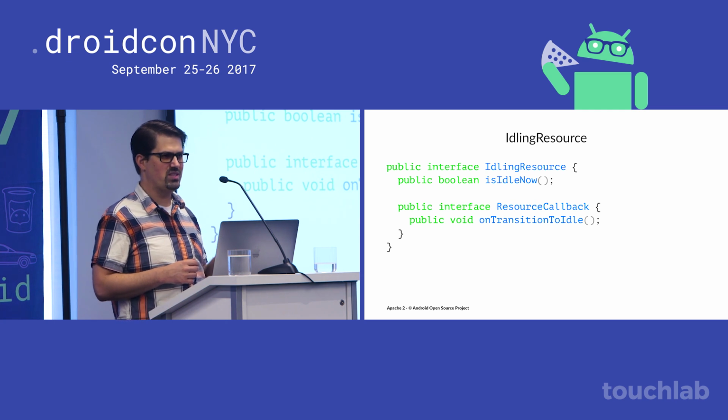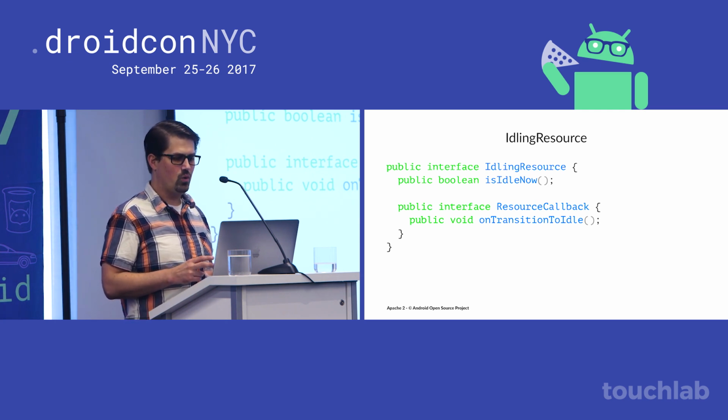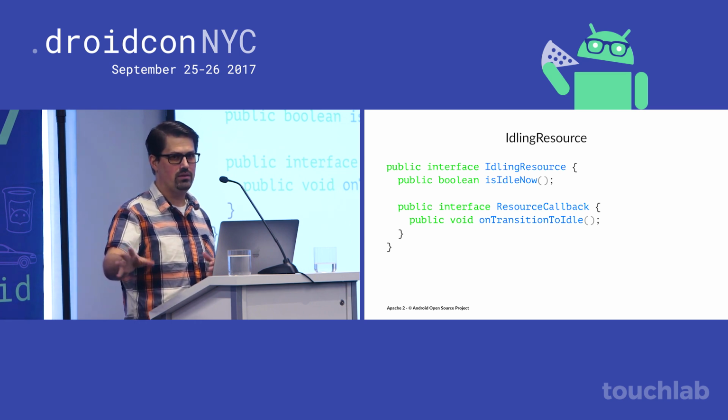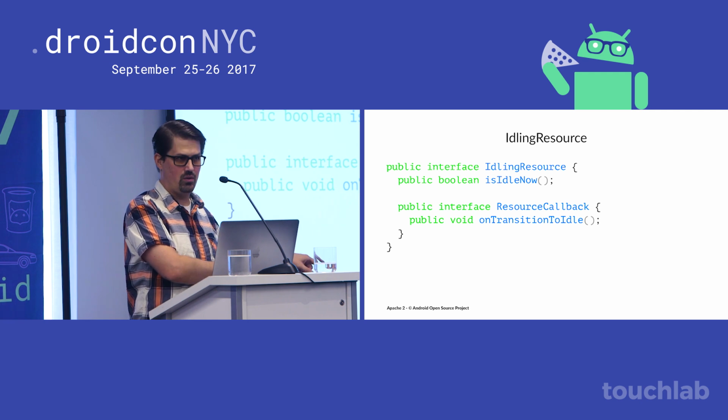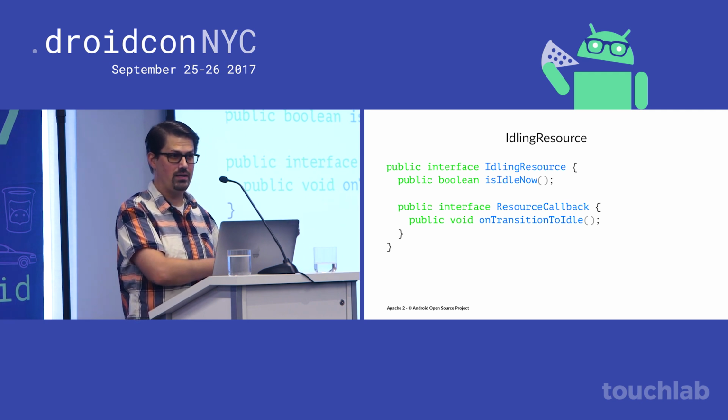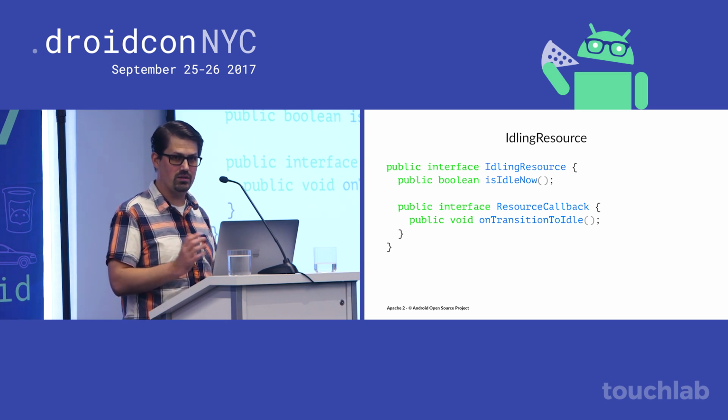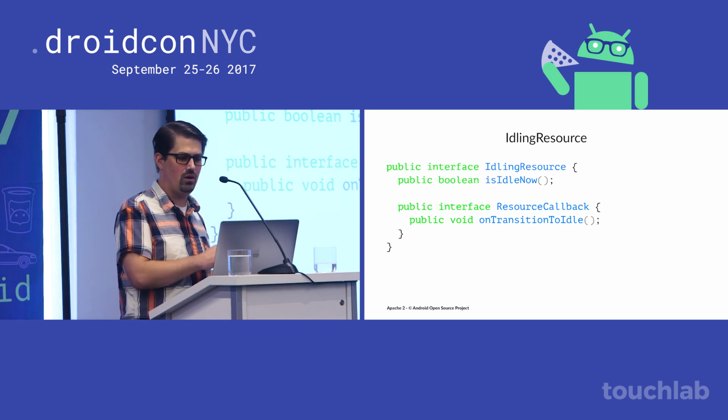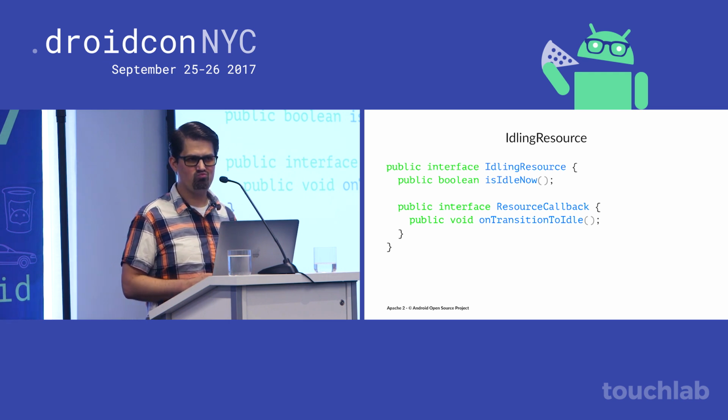So the idling resource has two jobs when you implement it. One, it needs to respond to calls to isIdleNow. That's Espresso asking the idling resource, hey, are you idle? And if you're not idle, then you're busy, so it says yes or no. But conversely, it needs to actively tell Espresso when it goes from being busy to idle. It needs to call this callback, onTransitionToIdle, every time it goes idle. So if it's busy and then idle, busy and then idle, every time it goes idle, it has to call onTransitionToIdle.